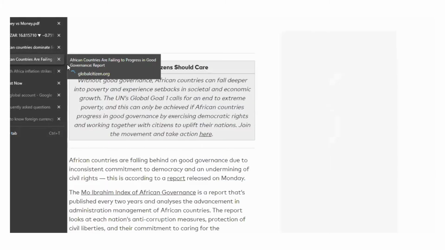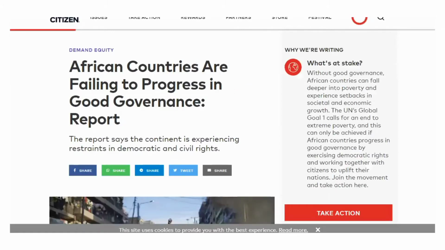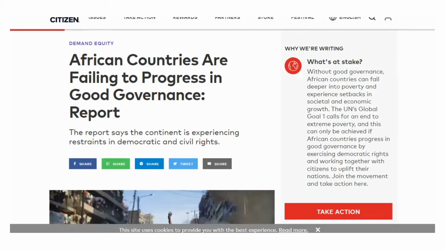Bad governance haunts Africa, right? So Africa is probably one of the worst governed places in the world. You can see this headline from Global Citizen: African countries are failing to progress in good governance. That's what the reports are saying. And this is what global research and local research has been showing.